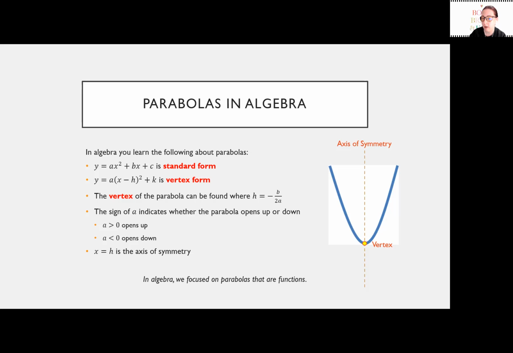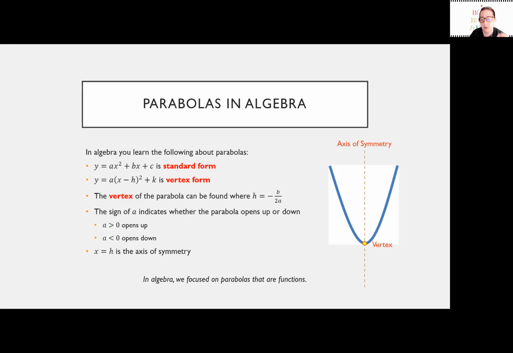You can find the vertex if you don't have it in vertex form by knowing that h is negative b over 2a. So when we're in algebra, we basically have two forms that we're looking at, standard form or vertex form. And we really only ever care about the vertex of a parabola or the intercepts, whether it opens up or opens down, and that's the value of a. If a is positive, it opens up. If it's negative, it opens down. And then the axis of symmetry is basically the middle of your parabola where the vertex is.